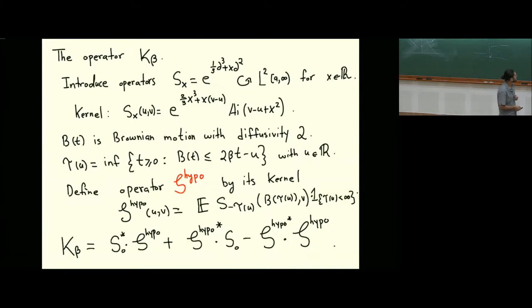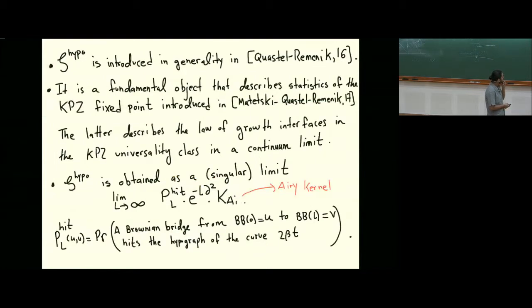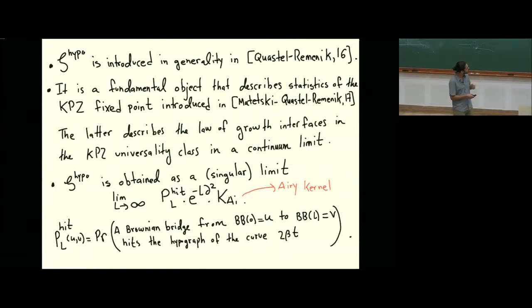Okay. So where is this K beta coming from? I mentioned already that this object is defined in generality. It was done two years ago in a paper of Kostel and Remenick, and I was going to explain this in some more detail, but then I saw that Daniel will be here next week, and he will probably explain this in a lot of detail, so I will skip those details.